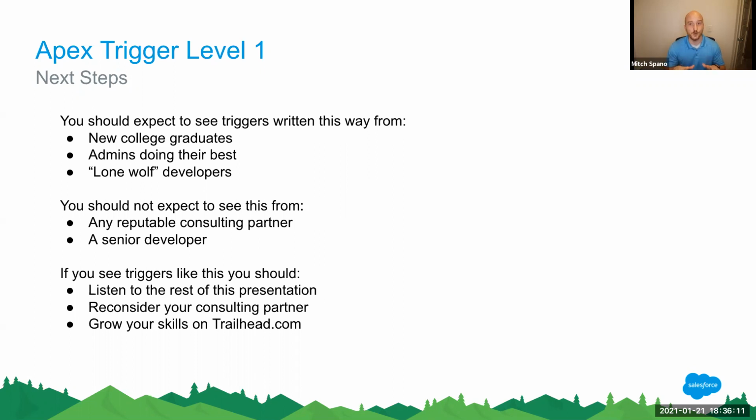So if you go into your org and you see logic within the trigger bodies themselves, first of all, I'm going to encourage you to listen to the rest of this presentation so that you understand some next steps that you can take to move out of level 1 and maybe into level 2. If you have a consulting partner, reconsider your engagement with them, because that is not the kind of quality that you're paying top dollar for, right? And if you are that lone wolf Salesforce person, or if you're an admin or you're new to the platform, go on Trailhead. There's plenty of resources that can help you skill up beyond this first level of writing Apex triggers.